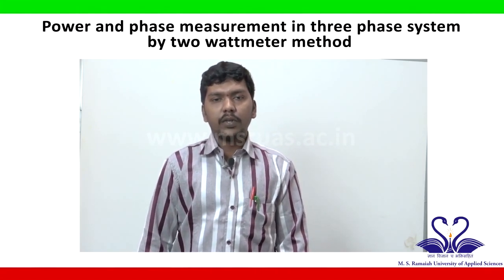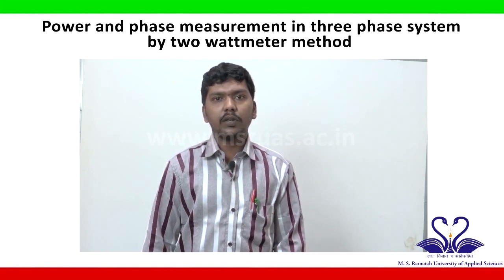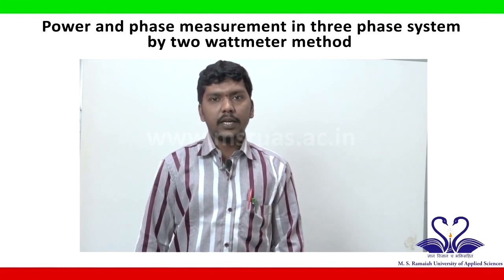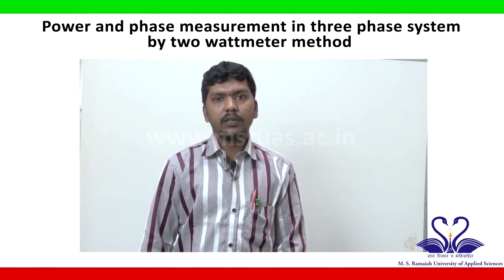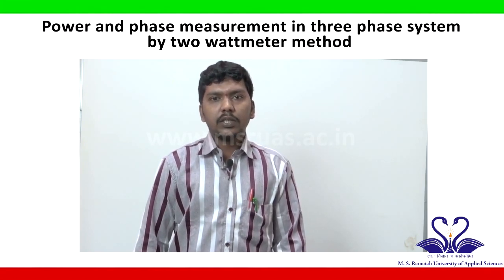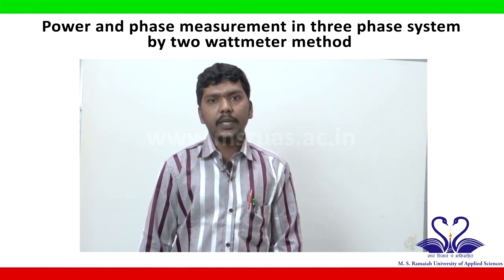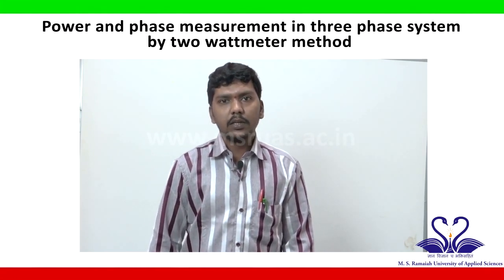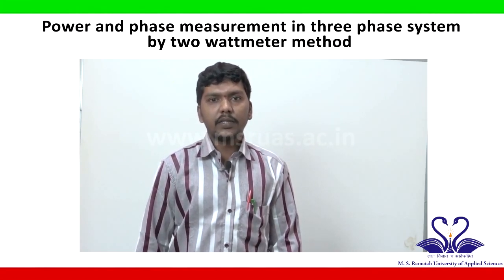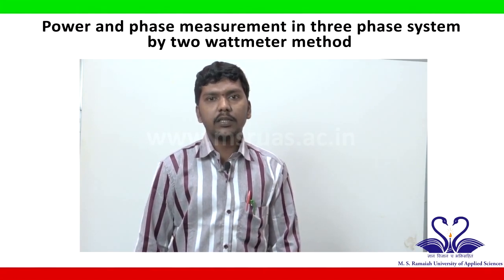In general, we know that the expression for power in a single phase AC supply is P equals VI cos phi, where V is the voltage, I is the current and cos phi is the power factor, which is nothing but the angle between the voltage and current. Similarly, in the case of the 3-phase AC supply, the expression for the power is P equals 3 VI cos phi. That means, compared to the single phase AC supply, in the 3-phase AC supply, to measure the power we need 3 voltmeters and 3 ammeters.